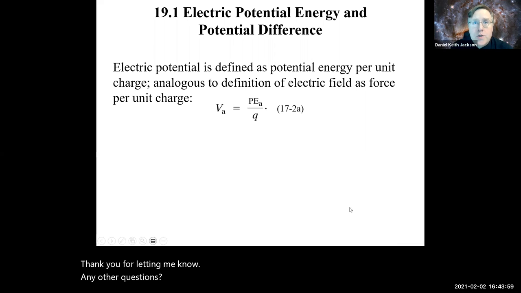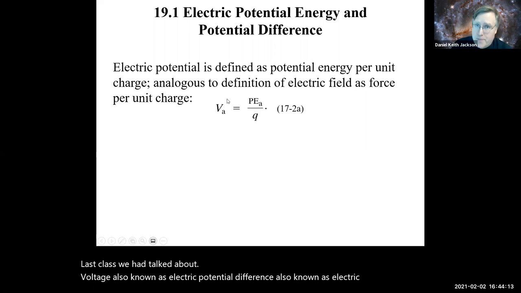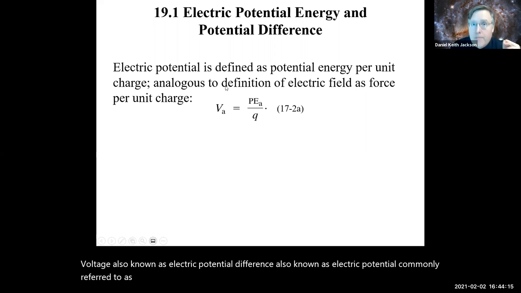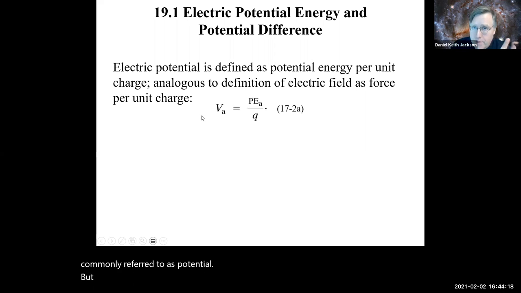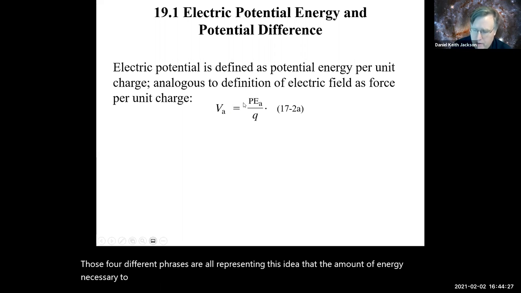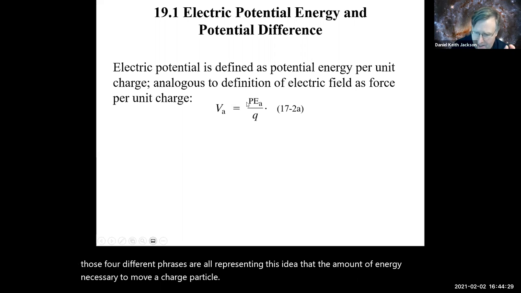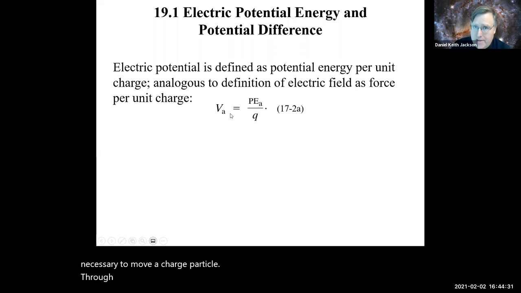Okay. So last class, we had talked about voltage, also known as electric potential difference, also known as electric potential, commonly referred to as potential. But those four different phrases are all representing this idea that the amount of energy necessary to move a charged particle through an electric field is represented by this voltage.